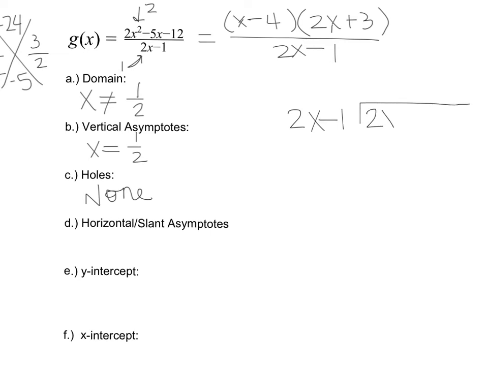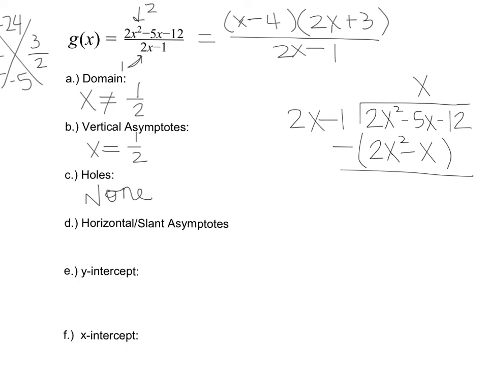2x squared minus 5x minus 12 underneath. So we start out with 2x squared divided by 2x, which is going to give us x. We go ahead and multiply x times 2x minus 1. We get 2x squared minus x. Remember, we put it in parentheses because we are subtracting.